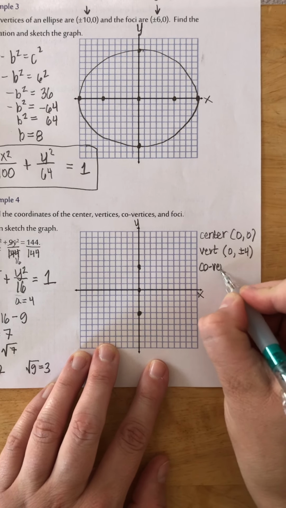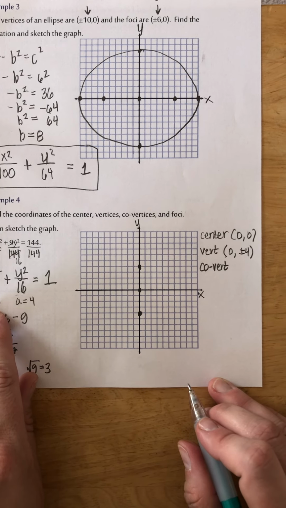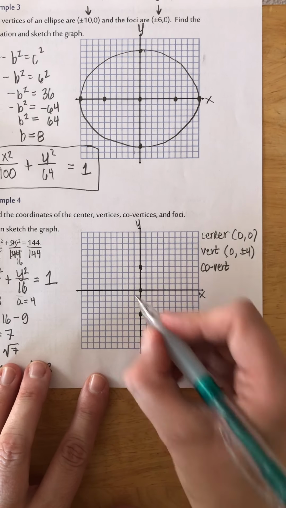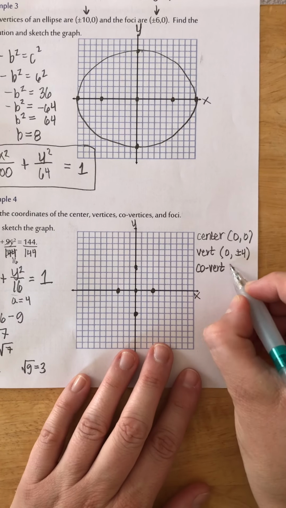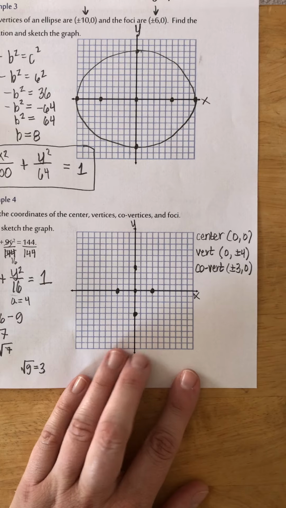The co-vertices comes from knowing what b is, which is 3, and that was under the x variable, so we're going to go left and right 3 spaces. So we have plus or minus 3, 0.